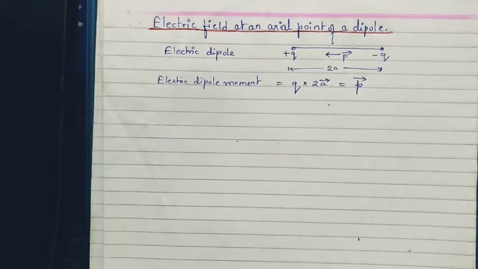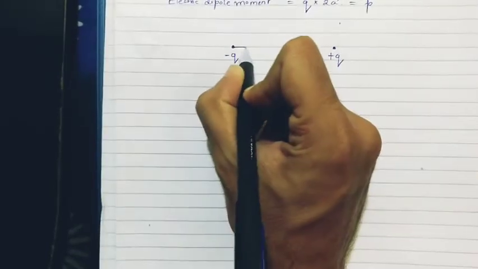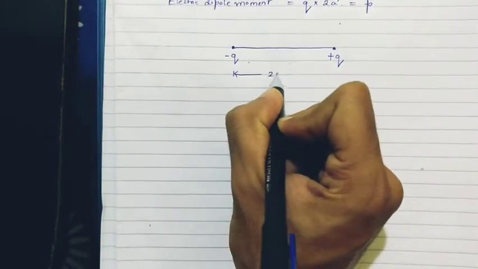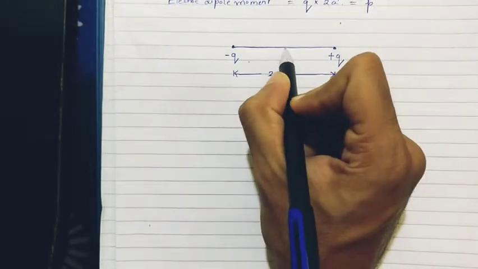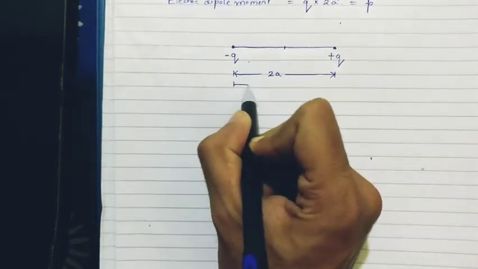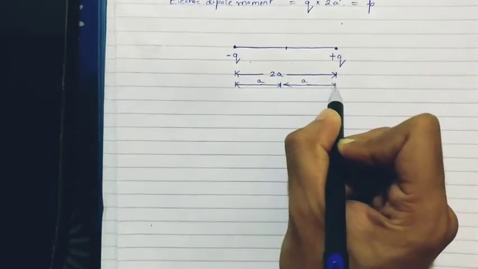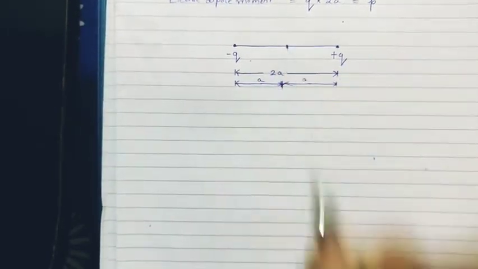First, let's draw a simple dipole. A dipole consists of a minus q charge and a plus q charge, separated by a particular distance. Let's consider that this distance is 2a, that is the center to center distance. If we consider the center point of this dipole, the distance to the center is a, and the distance from the center to the other charge is again a. I have considered exactly the center of the dipole here.